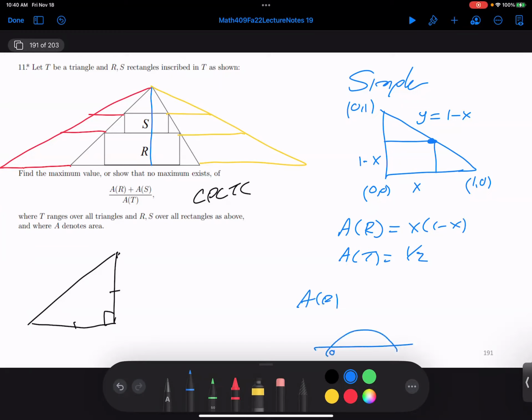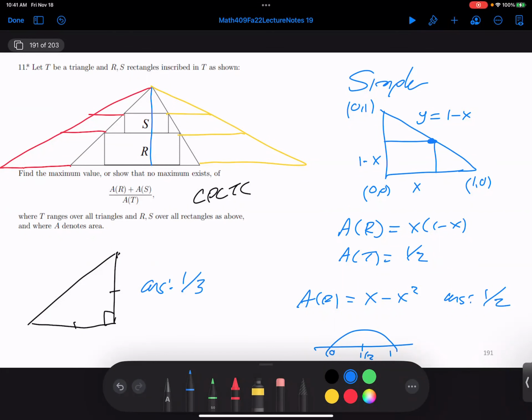Here's 0, here's 1, here's 1/2. We could also expand it out as x minus x squared and do calculus here. I'd rather avoid the product rule if I can. And so we see that here, the answer is 1/2. Here, the answer is 1/3.